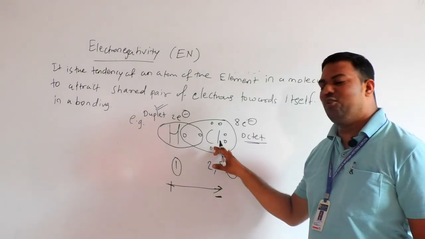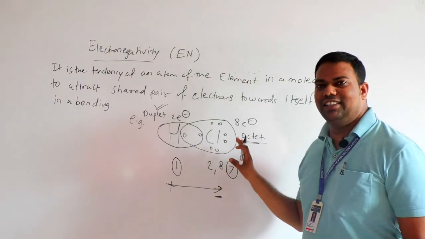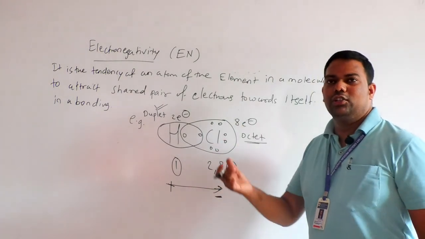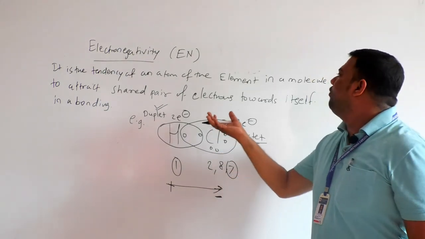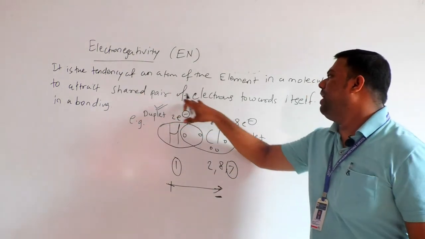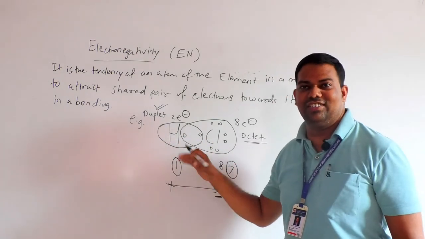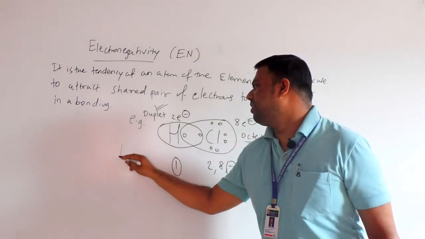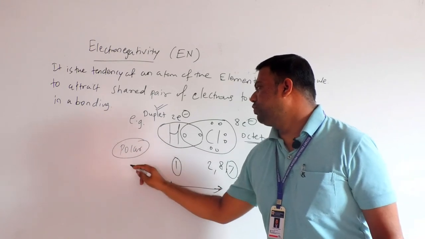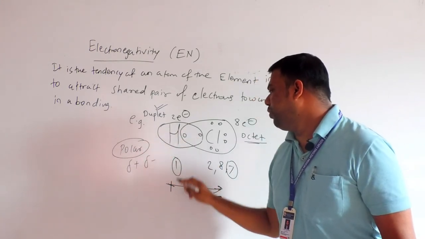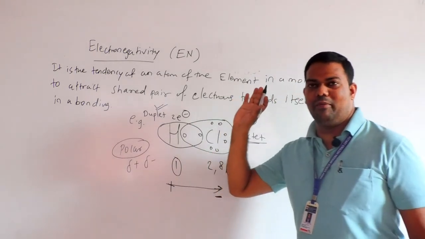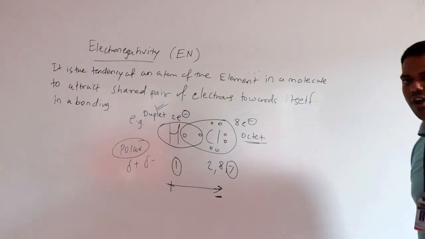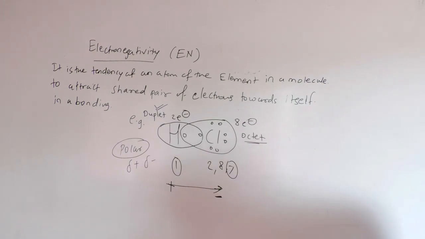So we call it electronegativity. In H plus and Cl minus, this is how it dissociates, because chlorine is more electronegative than hydrogen. It has a tendency to attract the shared pair of electrons, meaning the electrons they share. So the bond becomes polar. Polar means one delta plus and one delta minus, a positive pole and a negative pole. Two poles are formed, therefore we call HCl a polar compound. Understood? I hope you understood this.